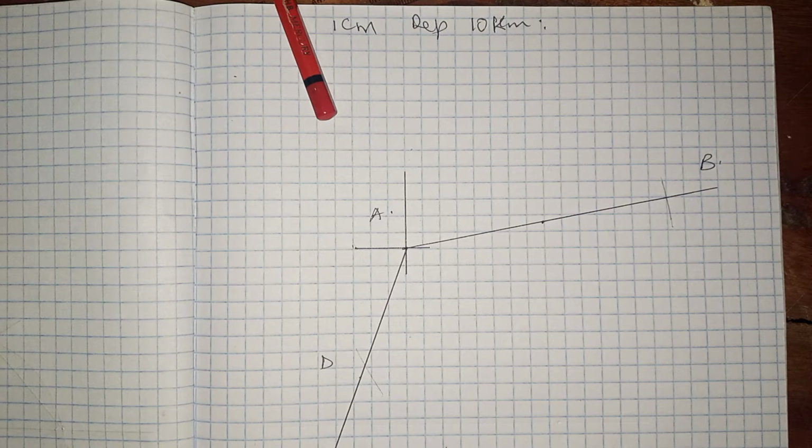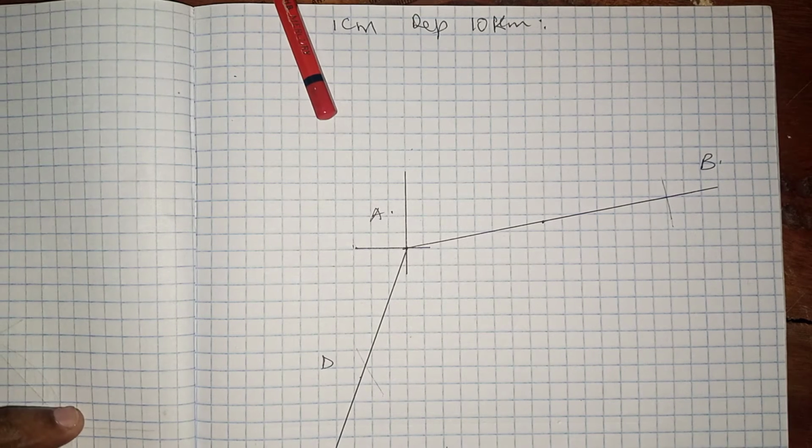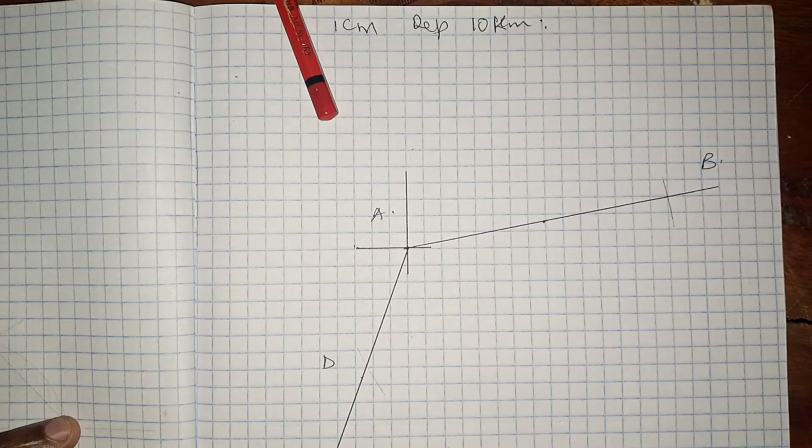A ship leaves B and moves directly southwards to an island P, which is on a bearing of 140 degrees from A. It moves southwards. Southwards means 180 degrees.